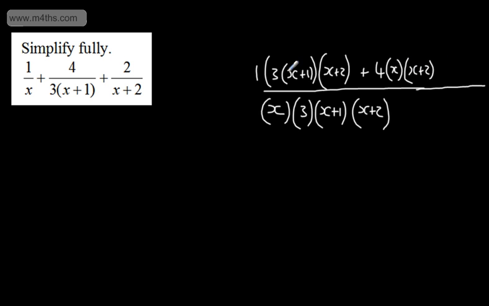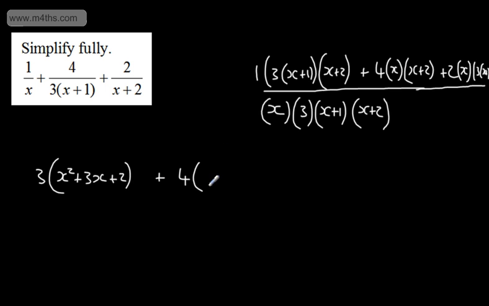And then finally, what was I missing here? Well, it's the x and the 3 lots of x plus 1. So I'm going to have plus 2, I'm going to have the x, then I'm going to have 3 lots of x plus 1. So I've now got to expand all of this, and it's going to be quite a mess. So if we look at this, we're going to have 3 lots of x squared plus 3x plus 2. Plus now, if I expand this one, we're going to have 4 lots of x squared plus 2x.